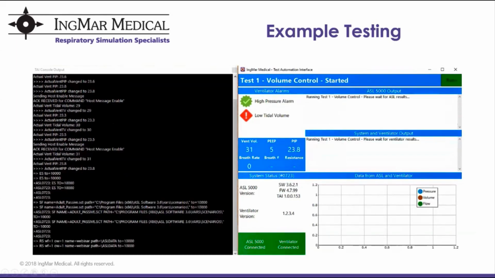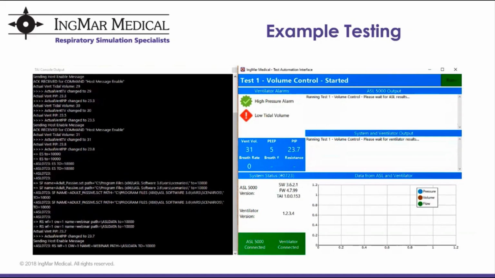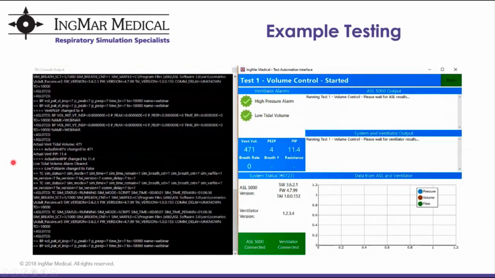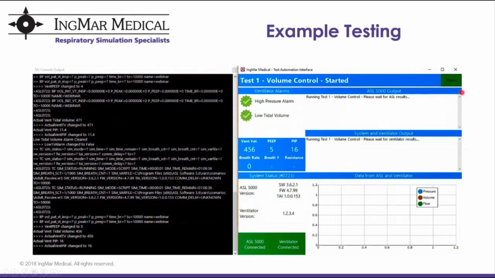On the left side of the screen is where we are constantly monitoring the application for any errors and recording everything for logging purposes. The right side of the screen captures outputs in a more elegant manner.